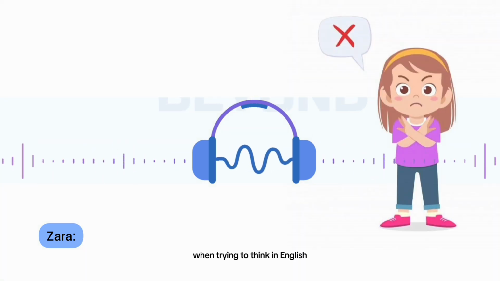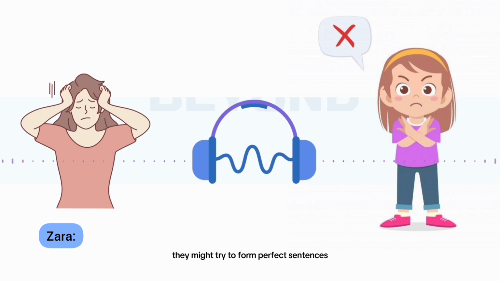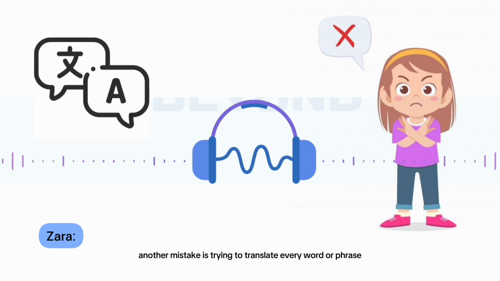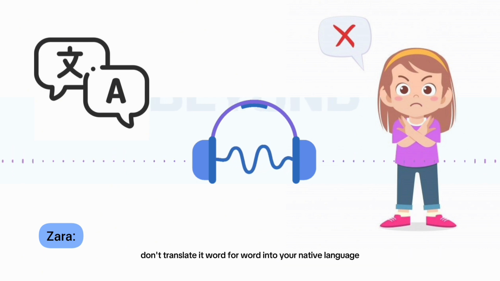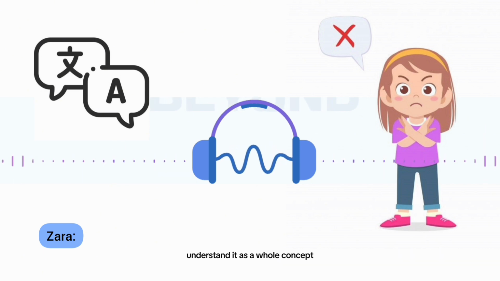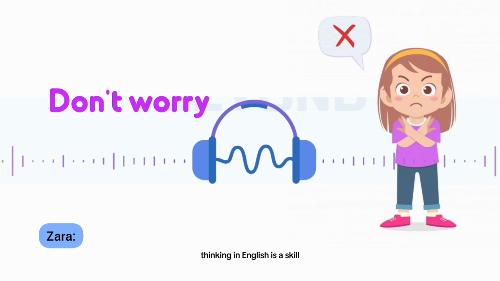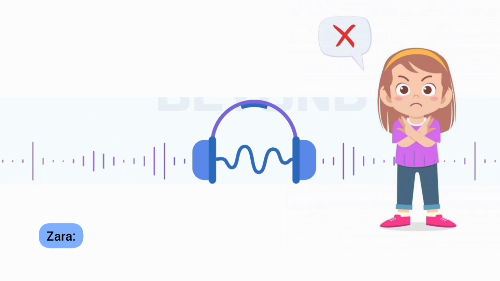When trying to think in English, many learners make the mistake of overthinking. They might try to form perfect sentences instead of just focusing on the meaning. Another mistake is trying to translate every word or phrase. For example, if you hear a phrase like catch up, don't translate it word for word into your native language. Understand it as a whole concept, like get updated or talk after a while. And lastly, don't worry about making mistakes. Thinking in English is a skill, and like any skill, it gets better with practice.